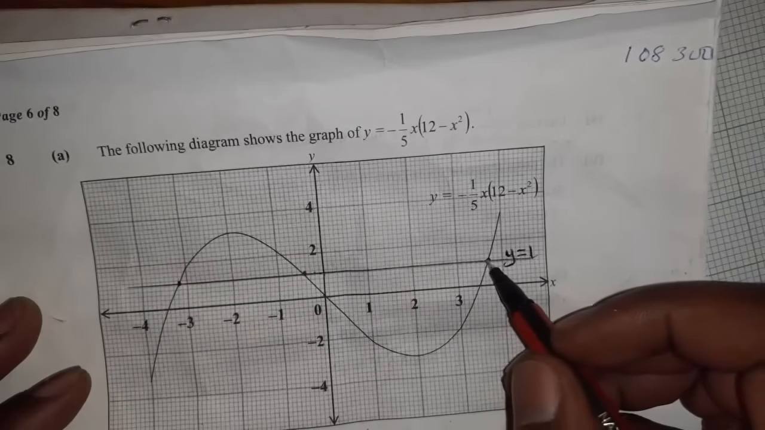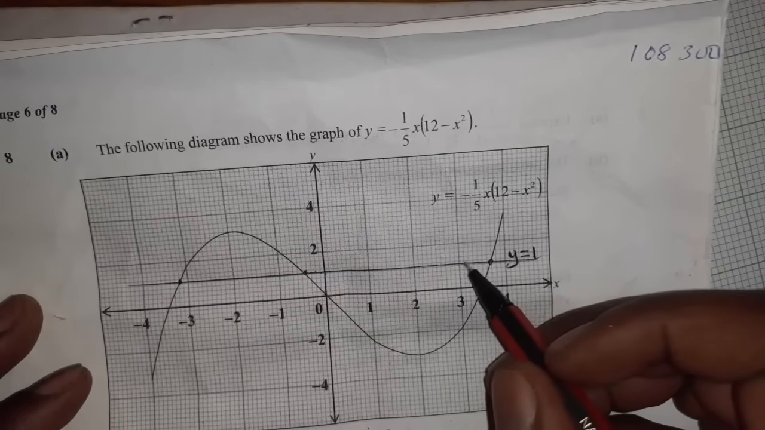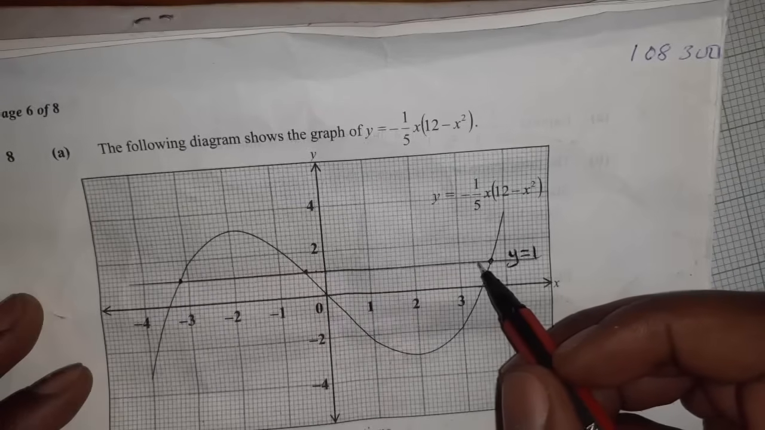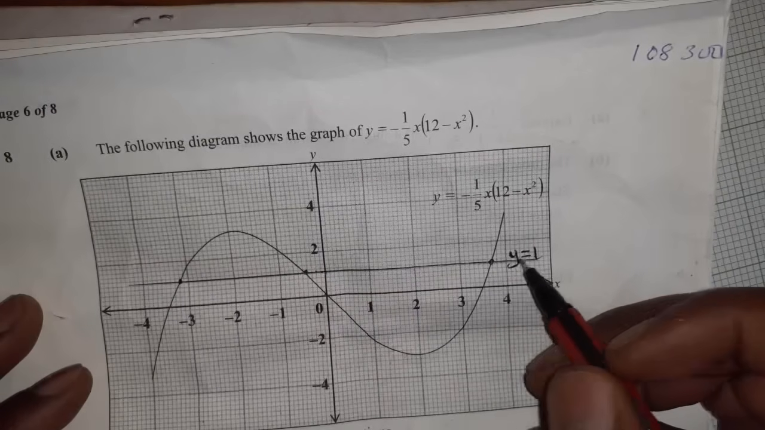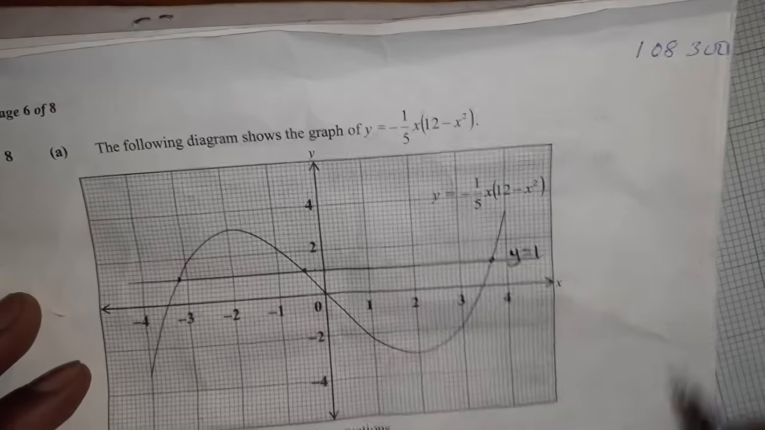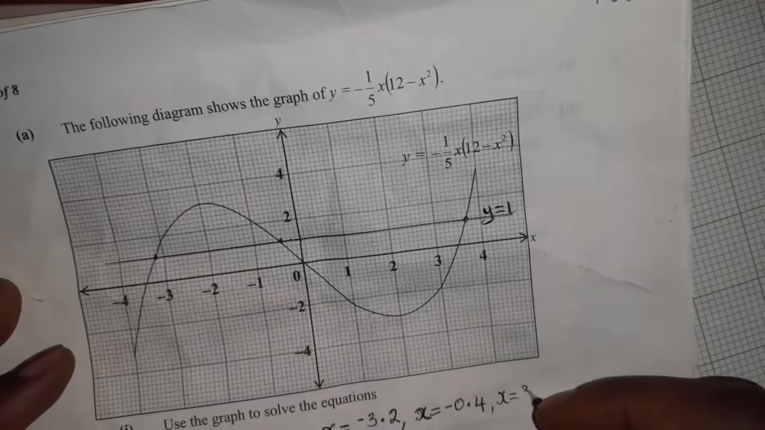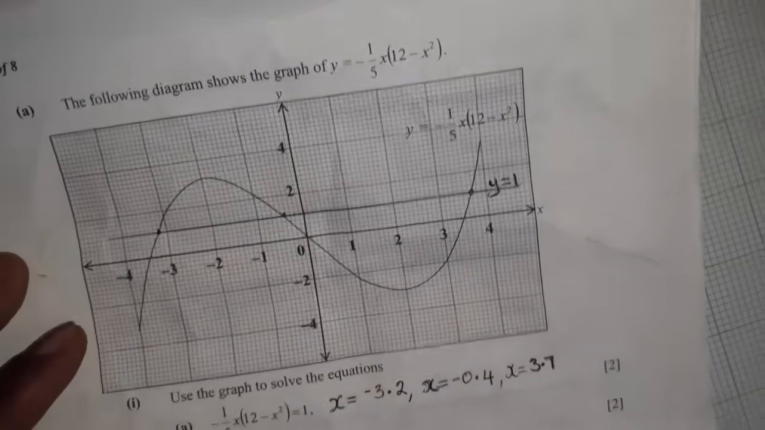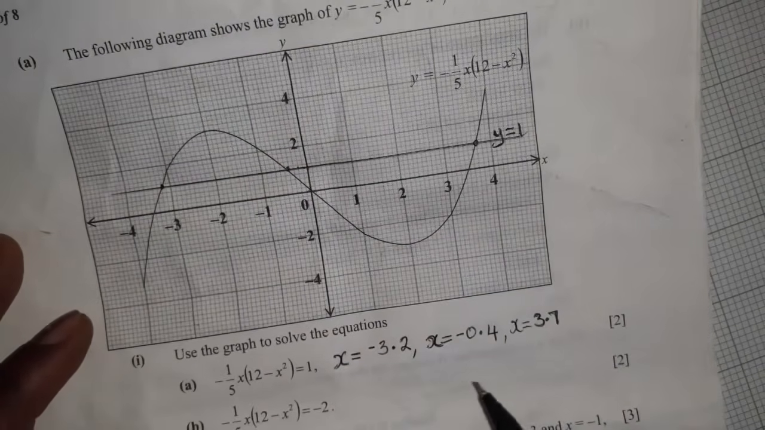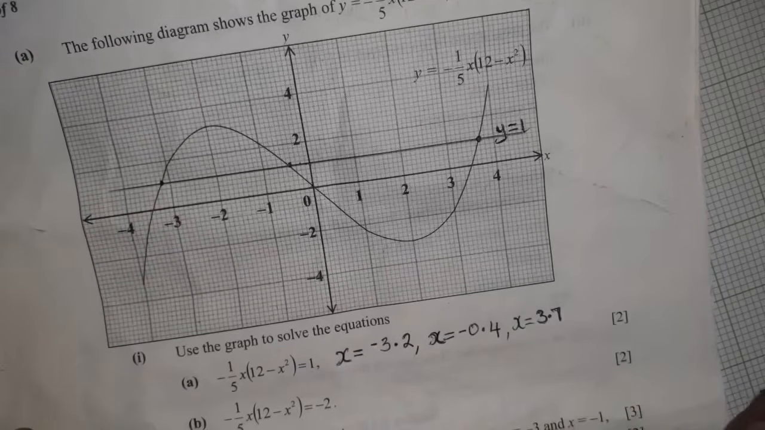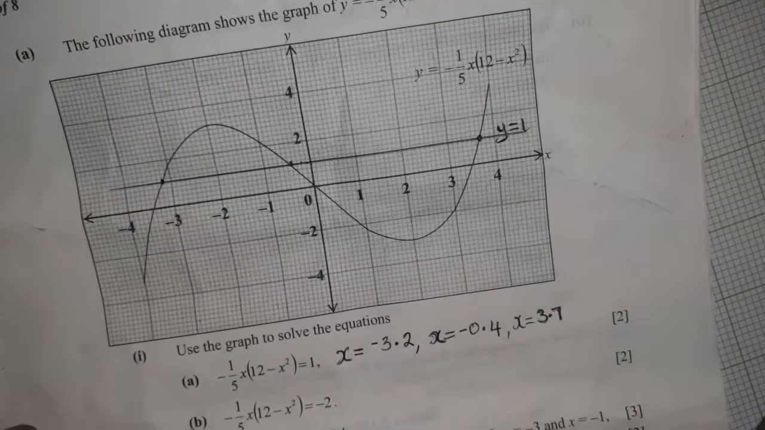Okay, then the last one, which is this part here, so counting 1, 2, 3, 4, 5, 6, 1, 2, 3, 4, 5, 6, 7. So it will be x is equal to 3.7. So these are the values of x for the first one. Are we together, ladies and gentlemen?